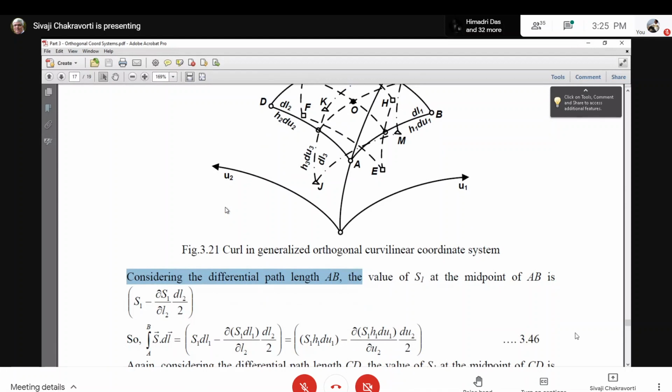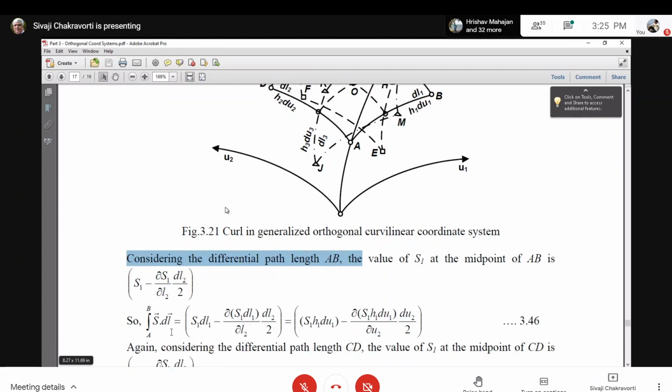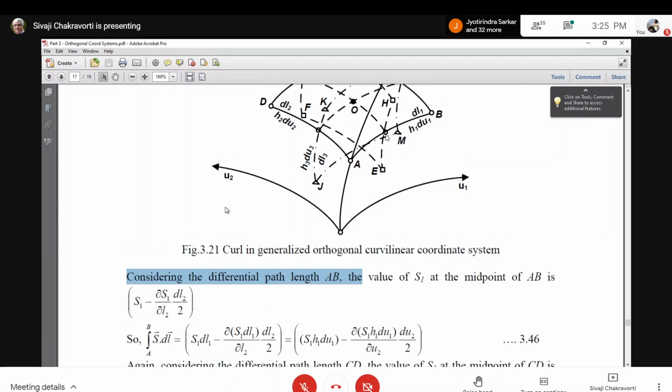Okay, before that, equation 3.46 is the integral from A to B of S dl. So this is that S, you multiply it, and that's what you get. Simply, this is multiplied by dl1, S1 multiplied by dl1. Since this is a very small length, we consider that it will remain constant, that means the midpoint value will remain constant. So we are simply multiplying it by dl1.